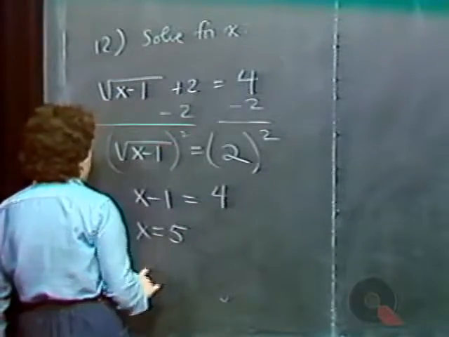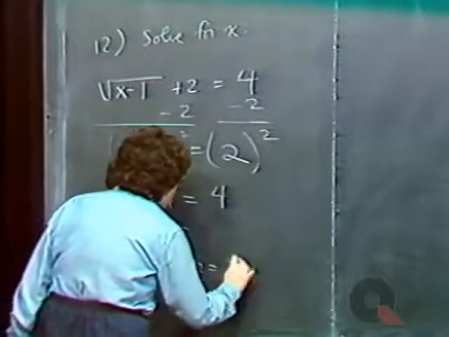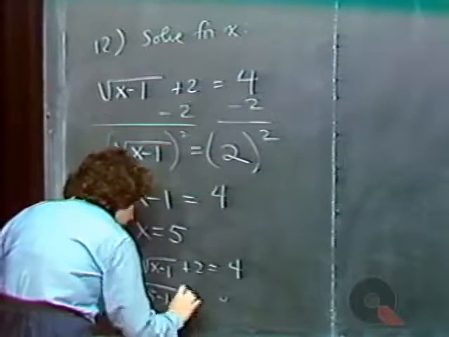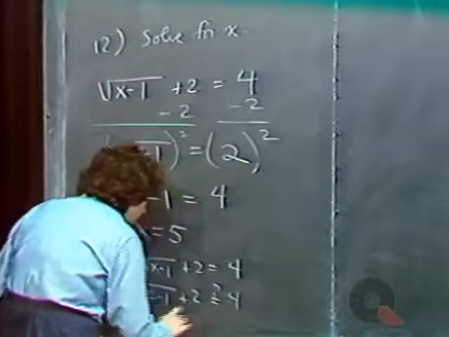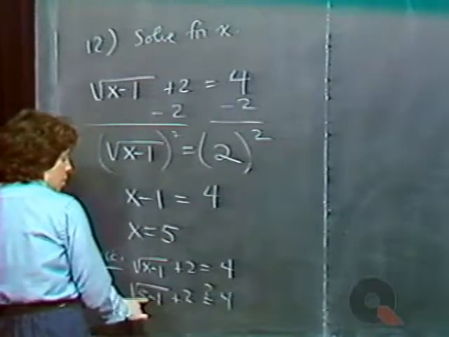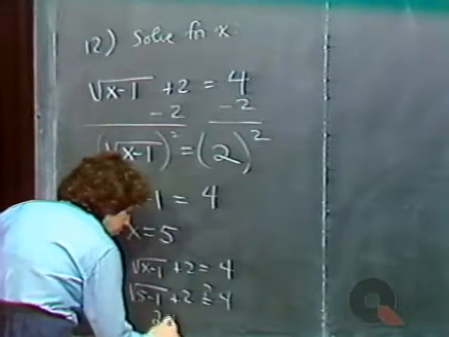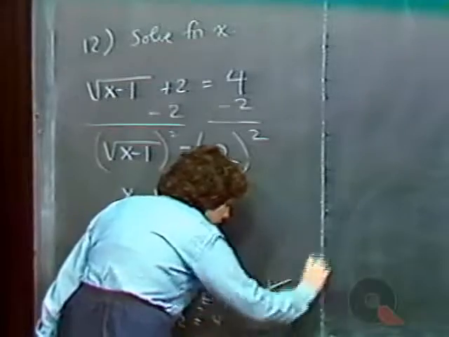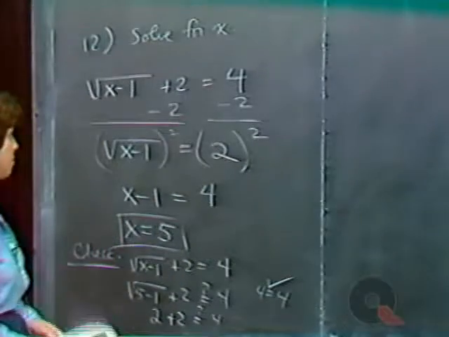The square root of x minus 1 plus 2 equals 4. We get the square root of 5 minus 1 plus 2 should be equal to 4. The square root of 5 minus 1 is the square root of 4. The square root of 4 is 2. 2 plus 2 should be equal to 4, and of course 4 equals 4. So the solution is x equals 5.